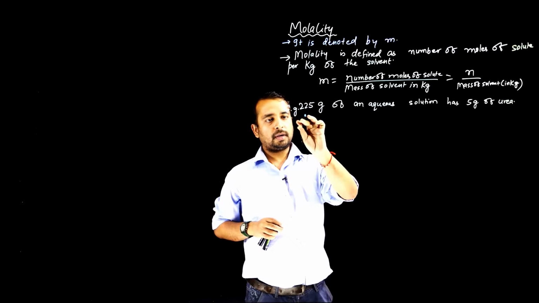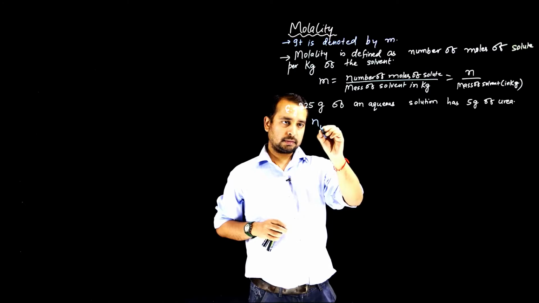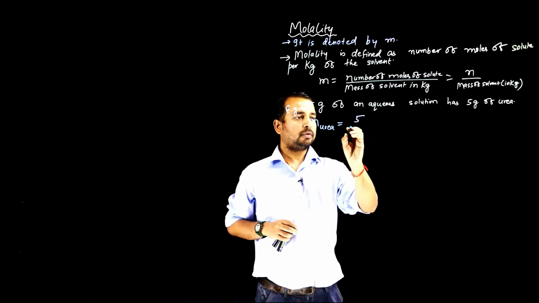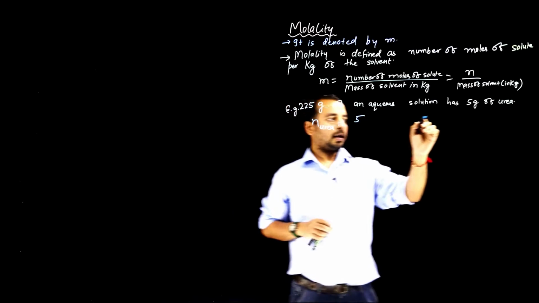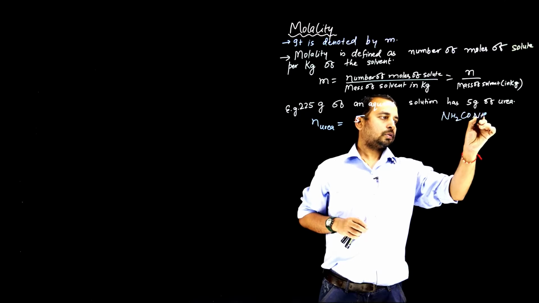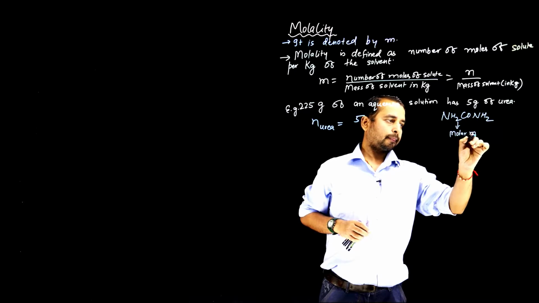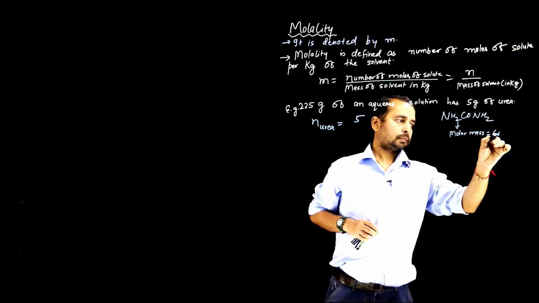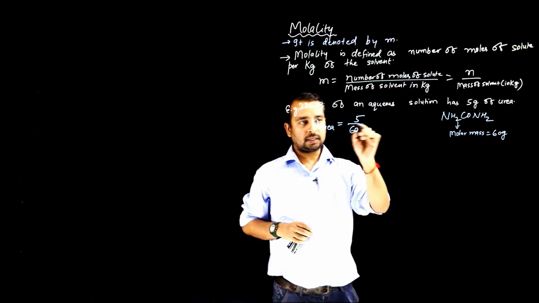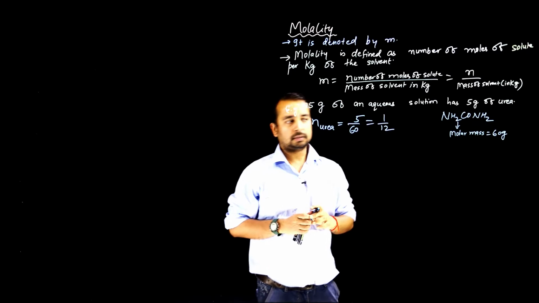So the number of moles of urea will be, given mass is 5 grams and the molar mass of urea, NH2CONH2, is 60 grams. So the number of moles of urea will be 5 by 60, so it is 1 by 12 moles of urea.